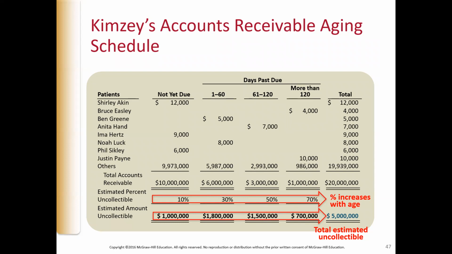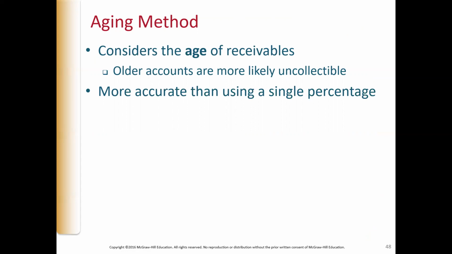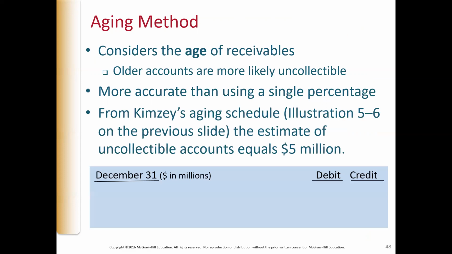Question. How are they calculating to get that percentage? Past history. So these companies have a history. They can look back and see what has actually occurred in prior years. So that's how they do it. The aging method considers the age of the receivables, knowing that older accounts are more likely uncollectible. It's going to be more accurate than just using one single method.